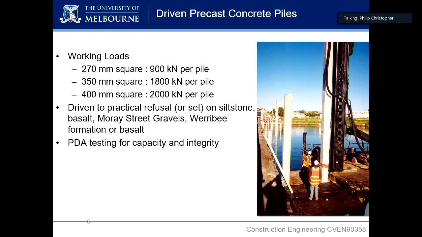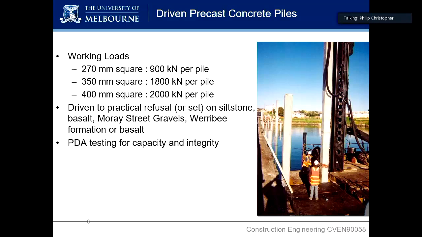Speaking of which, the square precast piles that we hammer into the ground, we talked about earlier on in this subject, and we've provided you those working loads. Typically we just drive those piles until they meet refusal, in this instance on the basalt. So once we keep hammering them and they're not going in any further, or not going in more than 2.5 centimetres in 10 hits, then we say, great, that pile's been driven to refusal.